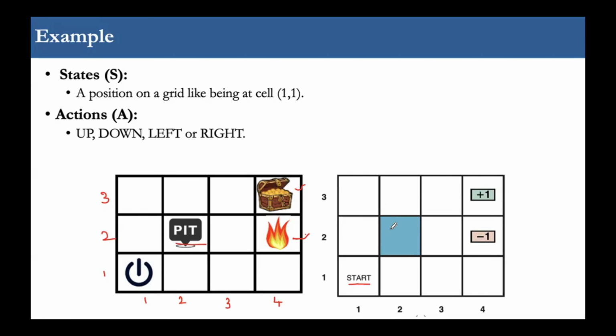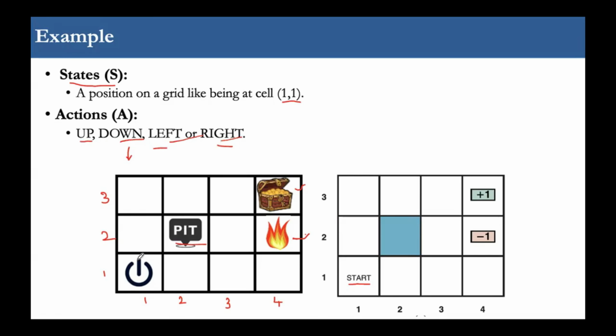Now we'll see all the 5 tuples related to this environment. State. A state is a position on the grid like a cell 1, 1. So here there are different states. 1, 1 is a state, 1, 2 is a state, 1, 3 is a state, 1, 4 is a state. Similarly, each and every cell represents a state in this environment. Then action. There are 4 different actions for this environment: up, down, left, right. The agent can move either upwards, downwards, leftwards, or rightwards.